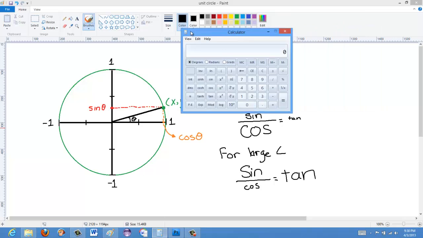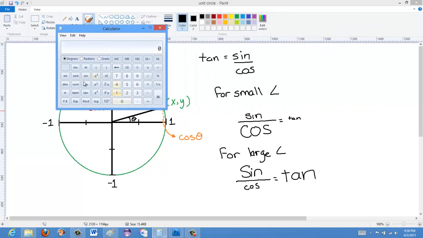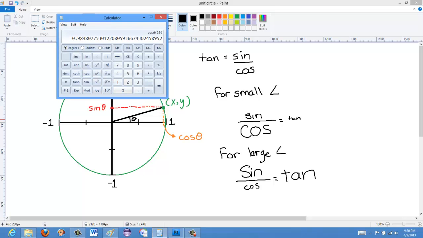First of all, let's take a look at cosine of 10. Cosine of 10 is 0.9, and that's what we would expect. For a very small angle, it should be very close to 1, and it very much is. Let's do cosine of 80. It should be close to 0, and it is. Similarly, if I did the sine of 10, it's very small, and the sine of 80 is very high. So let's take tangent then.